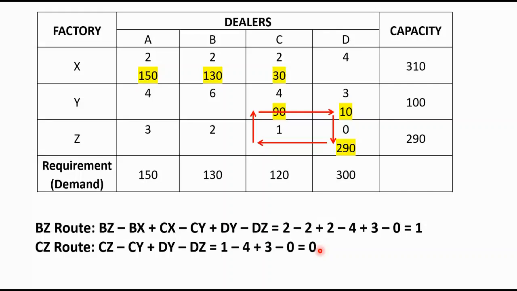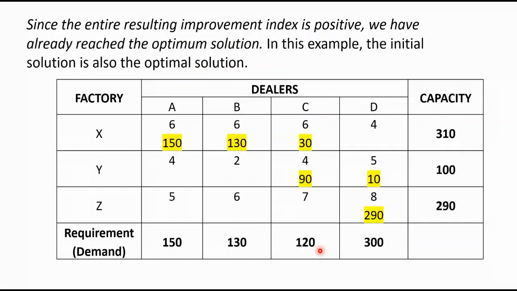So now that we have checked all the possible vacant squares, and we are also able to determine that if not positive, we have a 0 index, that means the initial solution is actually an optimal solution as well. So here, since the entire resulting improvement index is non-negative, we have already reached the optimum solution. And for the given example, the initial solution is also the optimal solution.